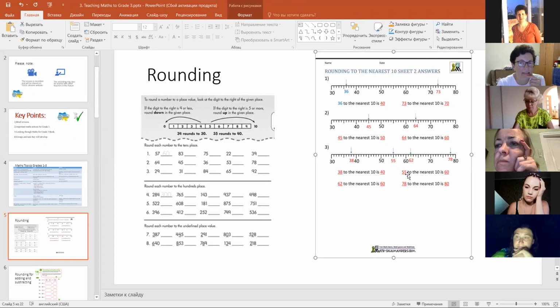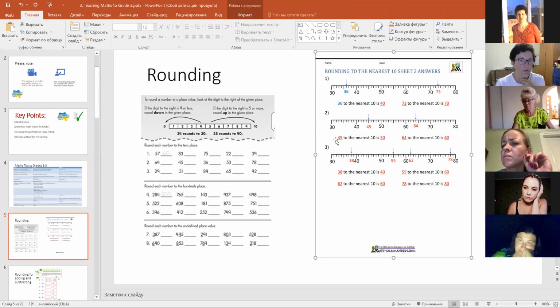Here is one of the examples of rounding. This is from Salamander Math. And here the rounding is, when we have 36, we round it to the nearest 40. Yeah? 73 is 70, 45 is 50, because it's already that side, 44 is 60, and so on and so forth. Rounding is easy for adults, for us, but rounding is not easy for the kids.